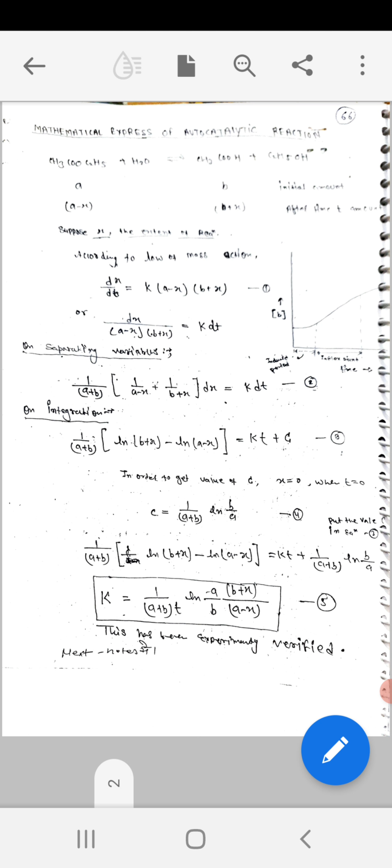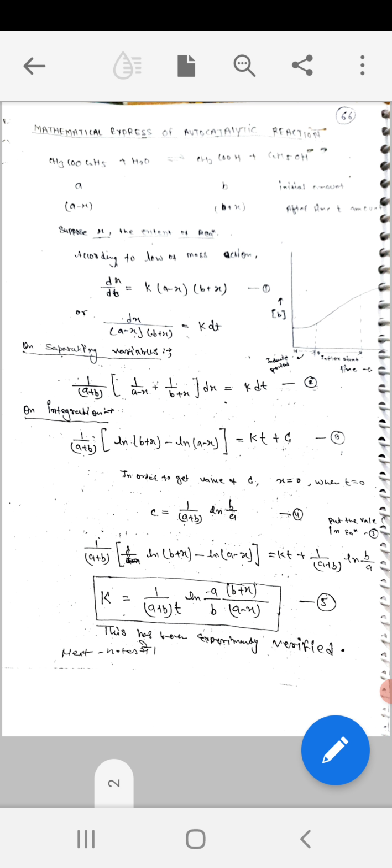At that point if we draw a tangent, then we get the inflection point of the curve. On integration, 1 upon A plus B into ln (B plus X) minus ln (A minus X) is equal to Kt plus C. This I have told earlier. This is reaction number 3. In order to get the value of C, we take X equal to 0 and T equal to 0. When T is equal to 0, then Kt becomes 0. And when X is equal to 0, all these terms, ln (A minus X), (B plus X), are converted to some other factor. So C comes out to be 1 upon A plus B ln B upon A.